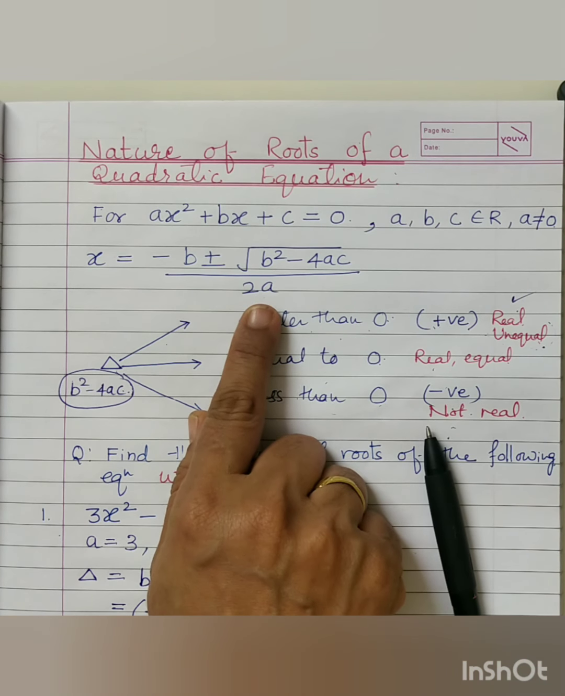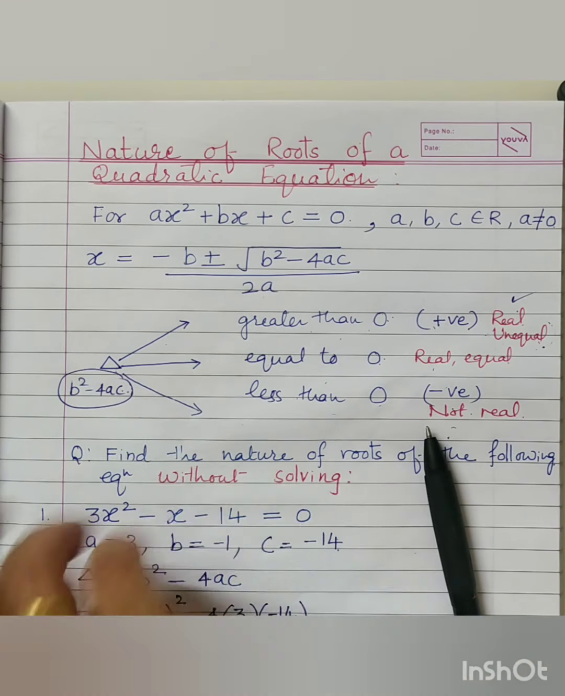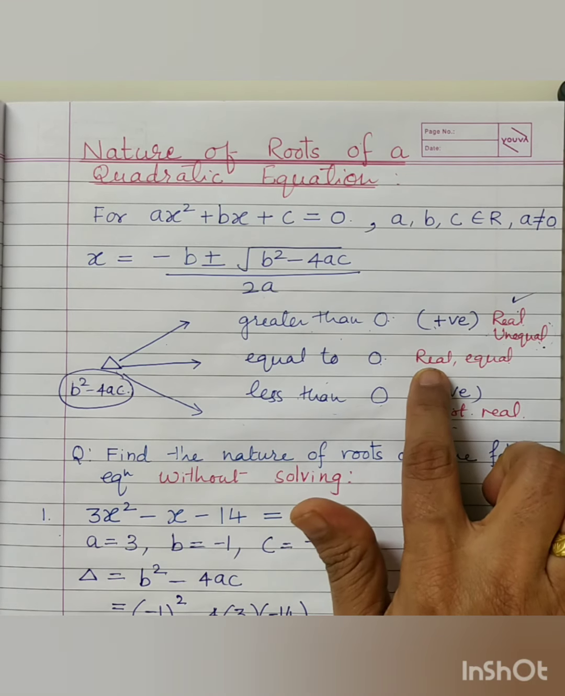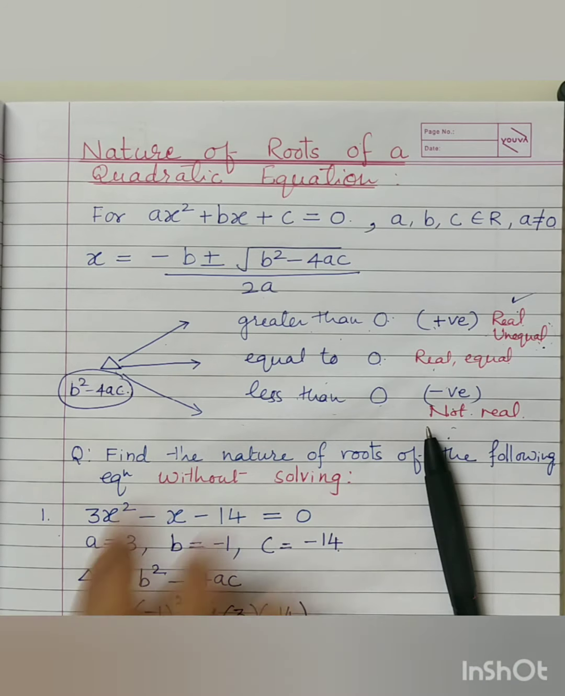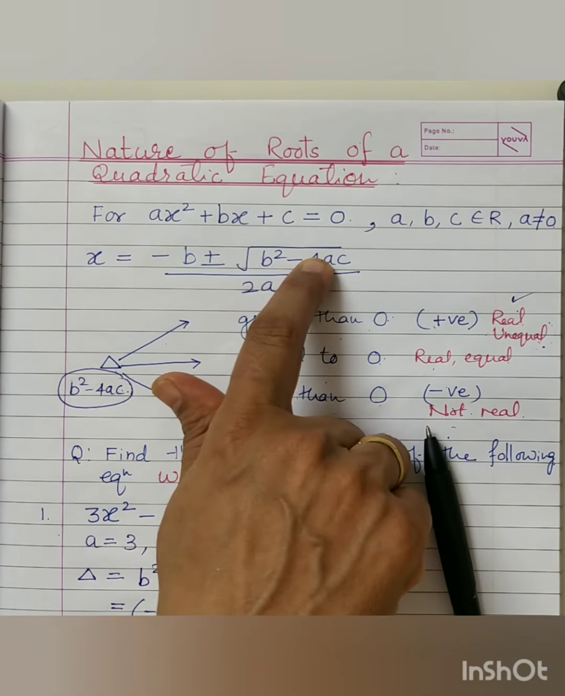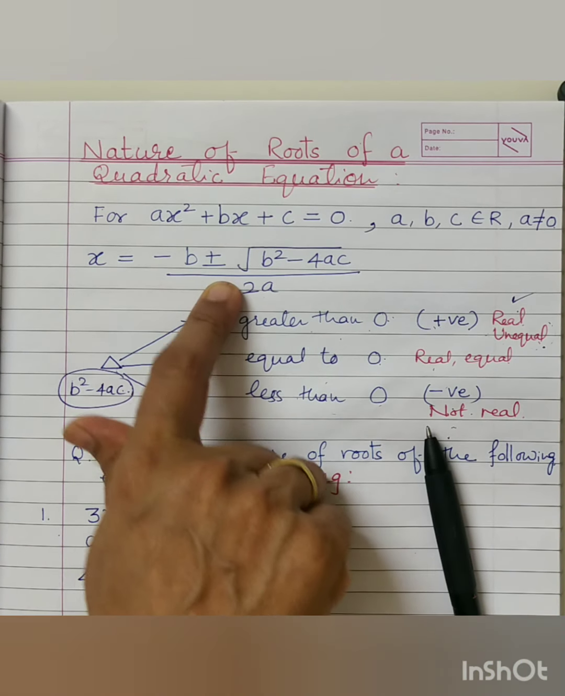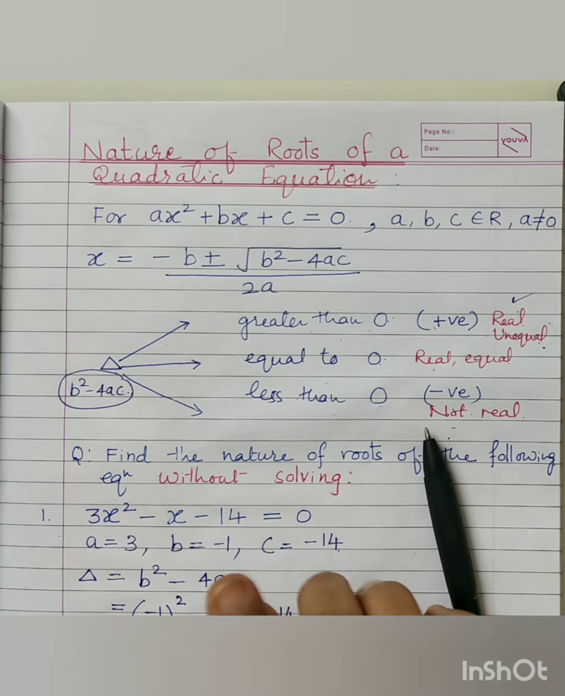And how many roots are there? Two roots are there, but both roots will be equal, minus b upon 2a simply. So roots are real and equal. If it is less than 0, that is a negative number. Square root of a negative number is not a real number. So the roots will not be real. They will be imaginary roots.